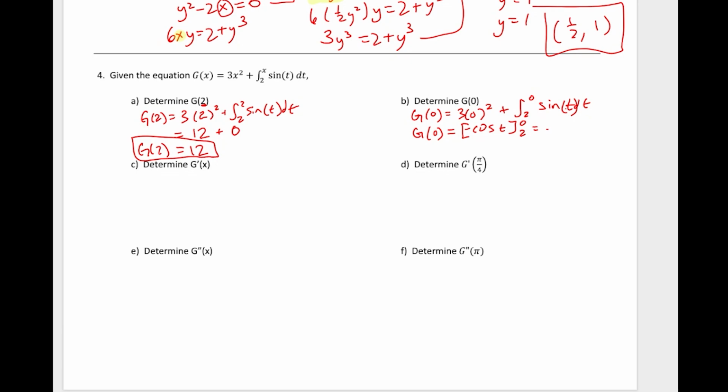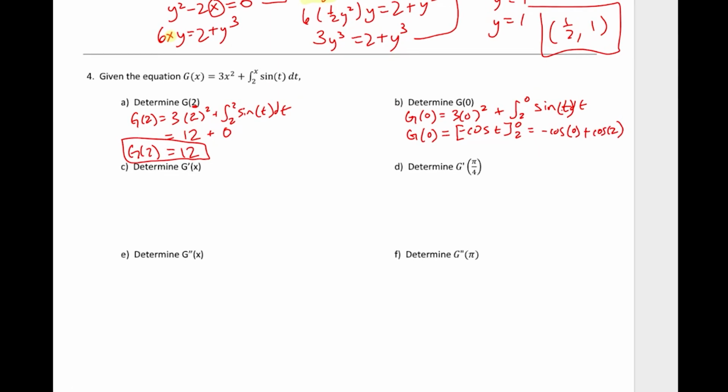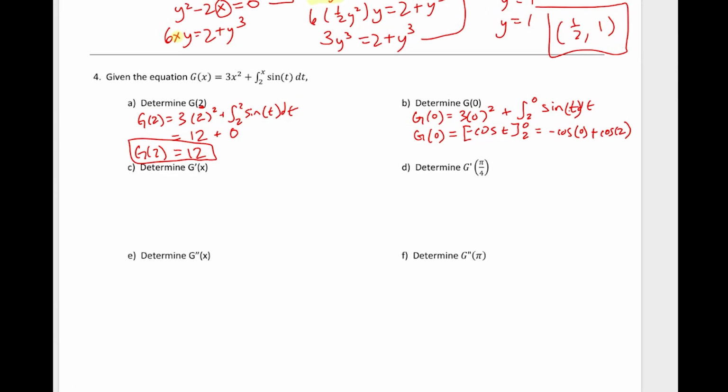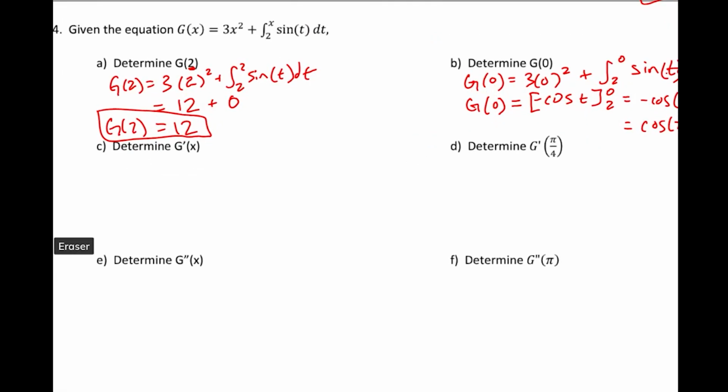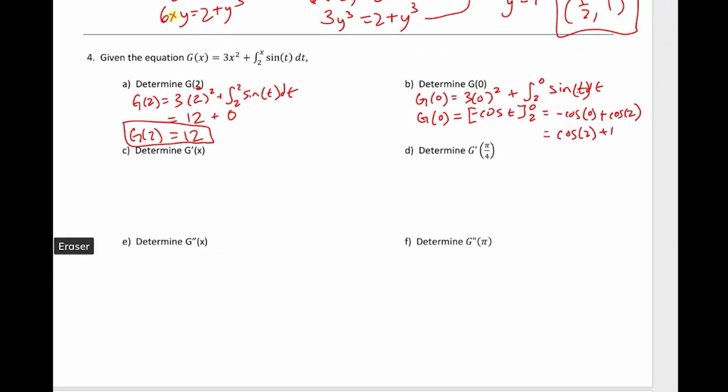So this is just going to be negative cosine of 0 minus negative, so I guess plus, cosine of 2. Since cosine of 0 is 1, we can rewrite this as cosine of 2 plus 1. Or not plus 1, minus 1. Oops.